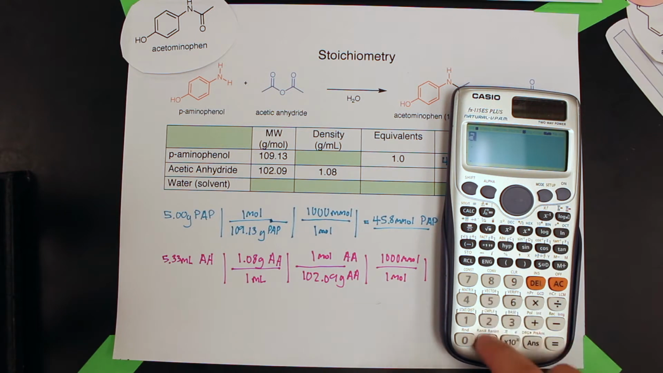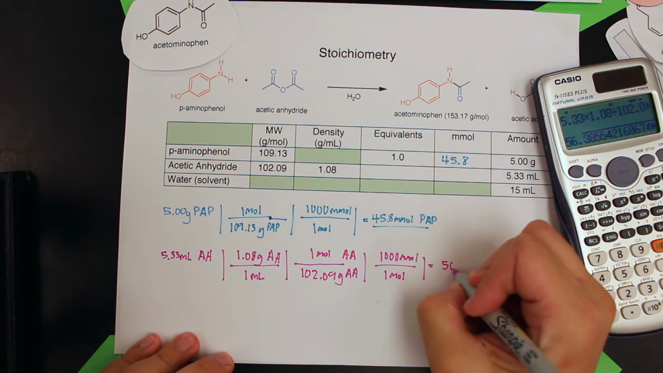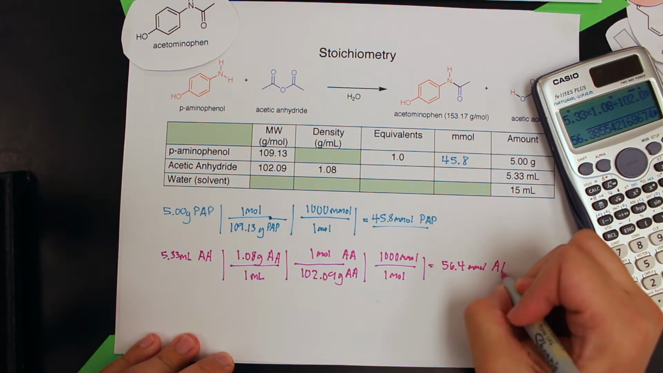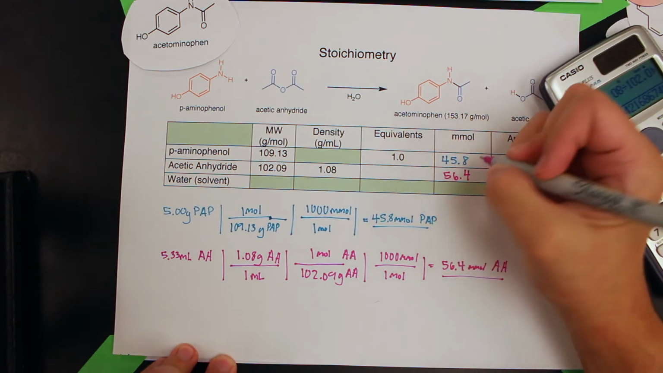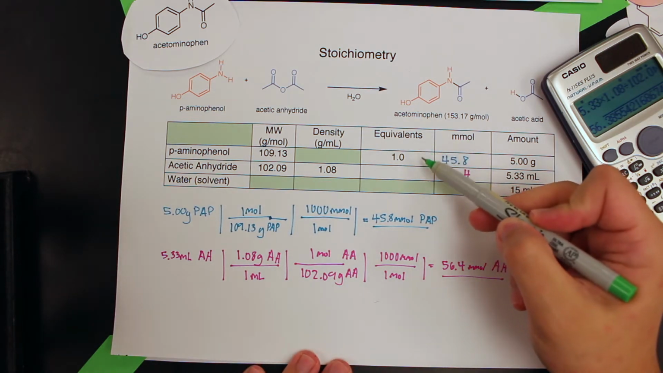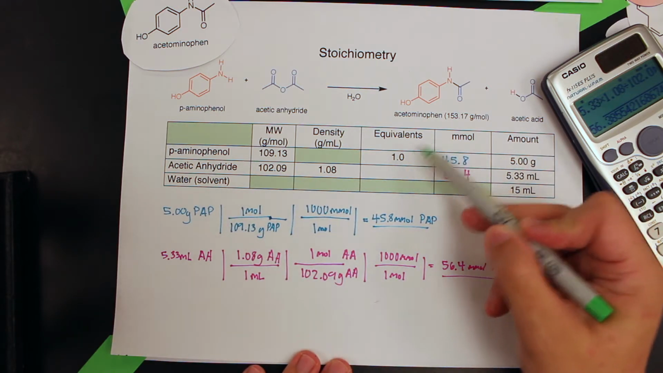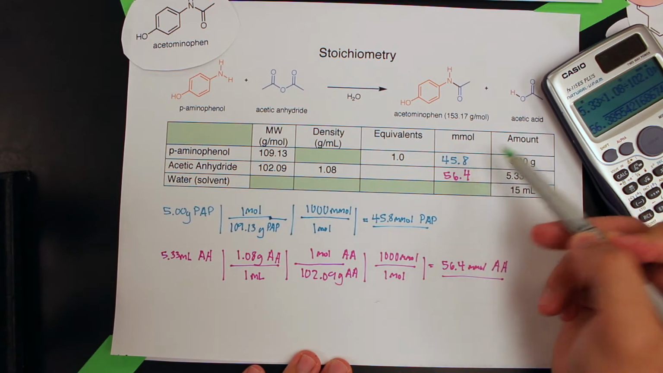So if we input this set of calculations, we get 56.4 millimoles of acetic anhydride. So we can fill that in right here, 56.4. Now, equivalence is an interesting term because it describes the ratio between the reactants. And normally the limiting reactant, or the reactant which will run out first, and because these react in a 1-to-1 ratio, whichever has less millimoles will be the limiting reactant.